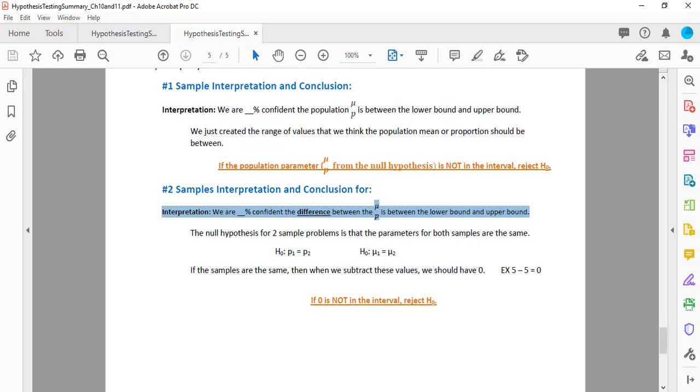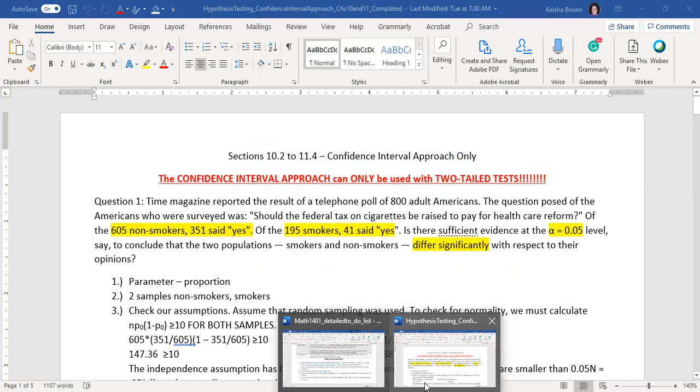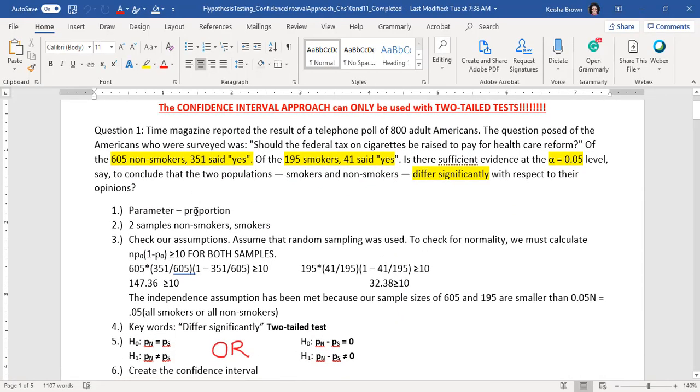Now let's look at your completed lecture notes. Question number 1. Time magazine reported the result of a telephone poll of 800 adult Americans. The question posed of the Americans was, should the federal tax on cigarettes be raised to pay for health care reform? Of 605 non-smokers, 351 said yes. Of the 195 smokers, 41 said yes. Is there sufficient evidence at the alpha equals 0.05 level, say, to conclude that the two populations, smokers and non-smokers, differ significantly with respect to their opinions?